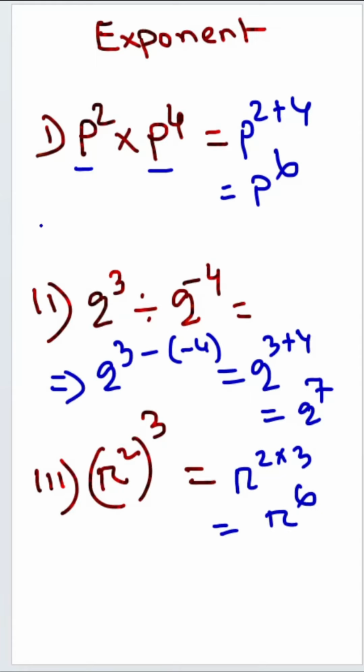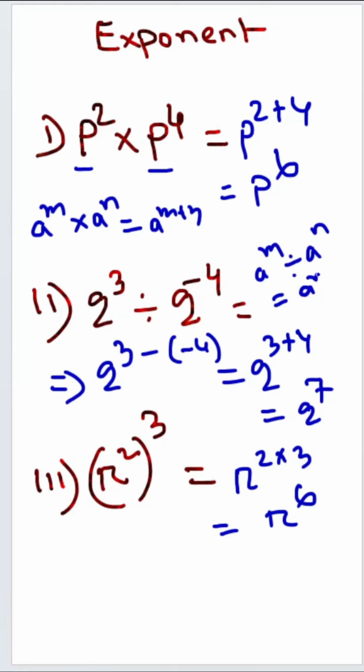Here the rules are: a to the power m into a to the power n equals a to the power m plus n, right? And this one, a to the power m divided by a to the power n, it means a to the power m minus n. And here is a to the power m to the power n, it means a to the power m into n.